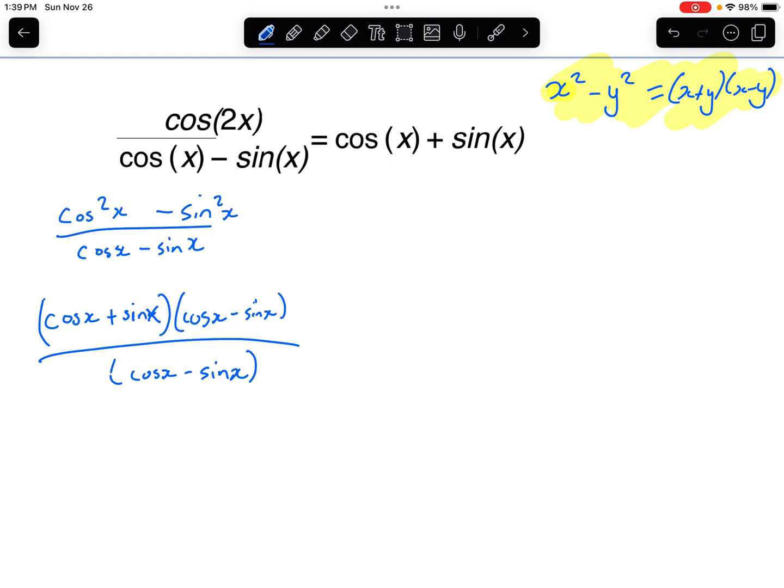Now that these are being multiplied up top, I can cancel out the entire bracket from each other, which leaves me with cos x plus sine x. And then my left side is equal to my right side, and I'm happy.